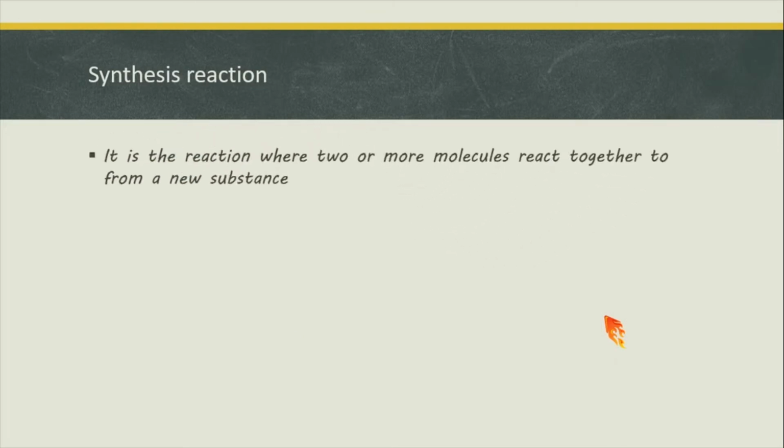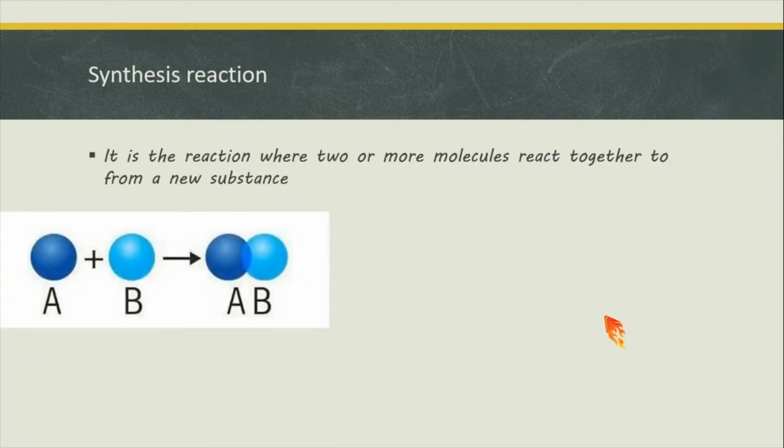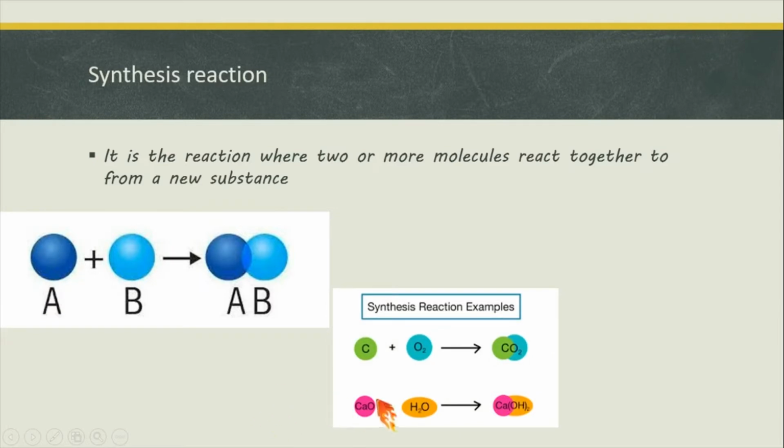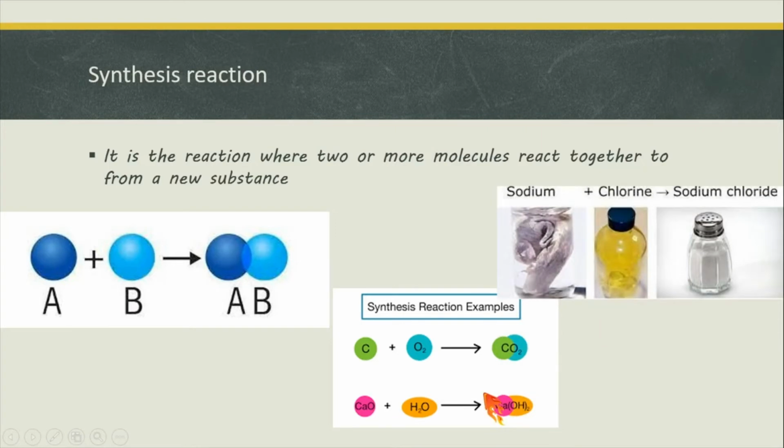It's basically the reaction where two or more substances react together to form a new substance. So here's an example: A plus B is AB. So this element and this element, when they react together, form a compound. Here's an example: C plus O2 gives CO2, carbon dioxide. CaO plus H2O gives Ca(OH)2. Here's another example: sodium plus chlorine gives NaCl, which is salt.